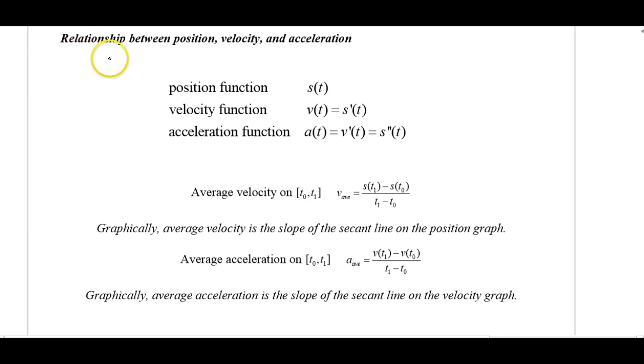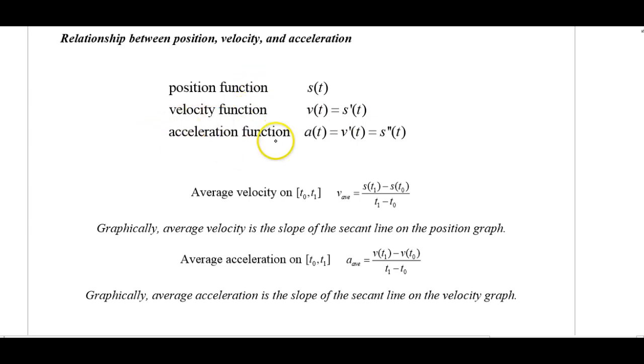Alright, now let's explore the relationship between position, velocity, and acceleration. So suppose we're given a position function and we're going to call it s of t. To find the velocity function, v of t, we take the derivative of the position function, so s prime of t. So in other words, the derivative of position is equal to velocity.